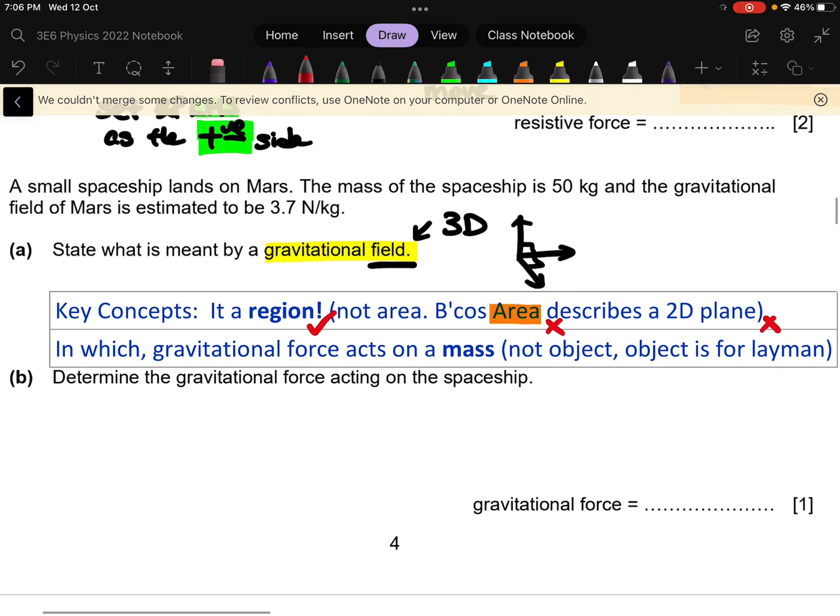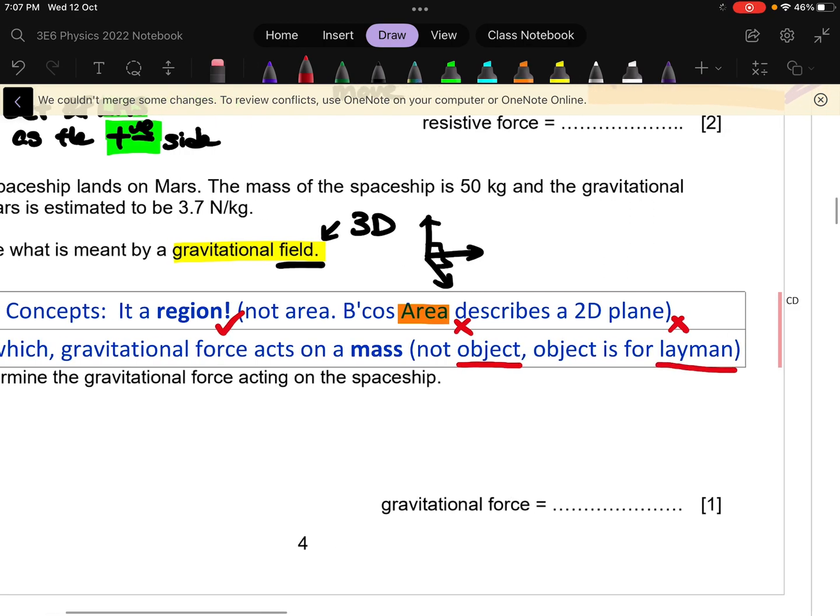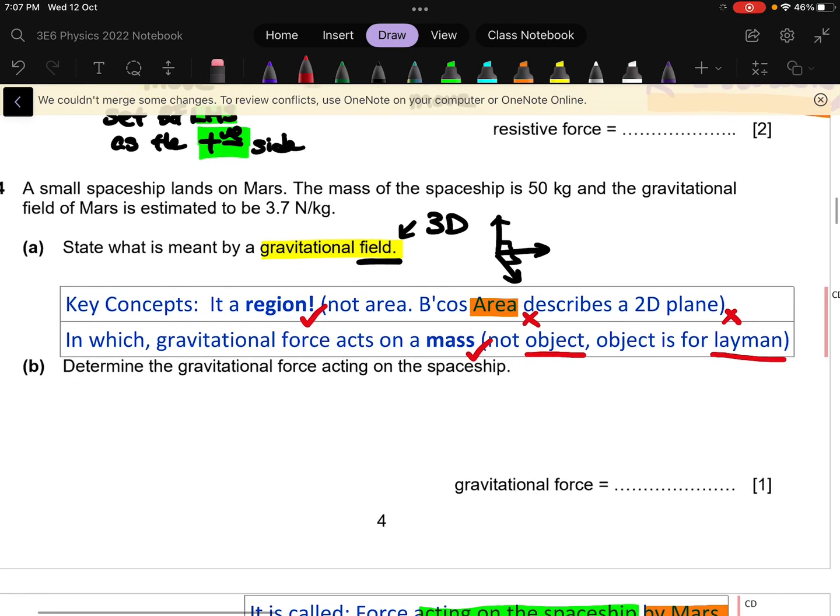And number two, in a gravitational field, it is not that a gravitational force acts on an object. Object is a very layman term. We know that in a gravitational field, only the mass is being affected. Because of that, we would expect you to write down the gravitational force acting on a mass. But like I said, for this case, we made the answer key less demanding. So we will accept object and mass. But for set 4, we will not.